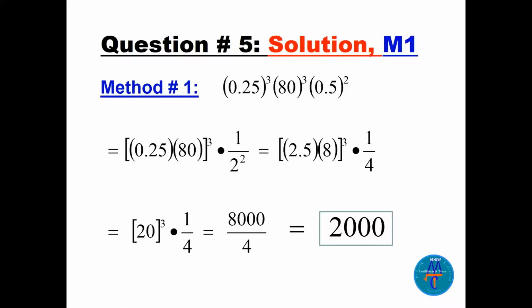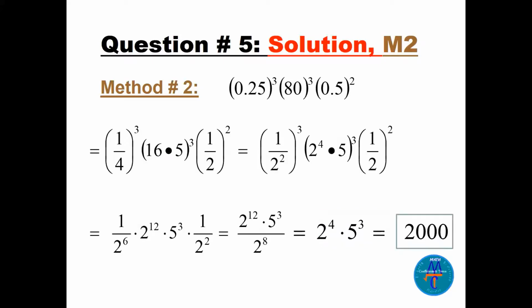You can pause the video now and try to think of another method. Let's see, another method. Yes, 0.25 is 1 over 4, so I know that 1/4 cubed. And 80, I split it into 16 times 5. 16 times 5 is 80, yes. Cube. 0.5 is a half squared.